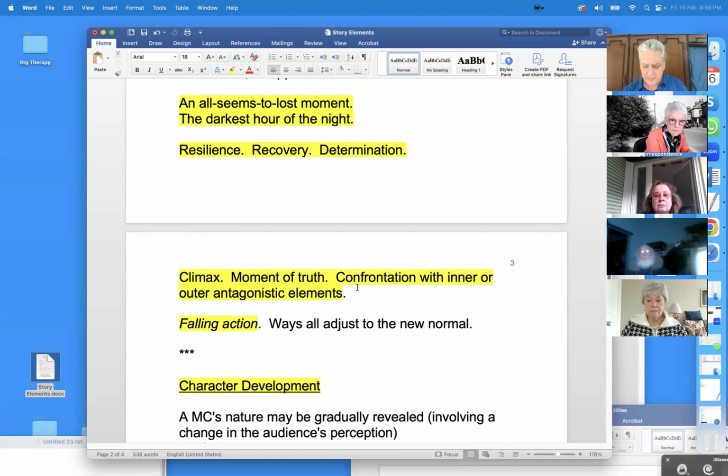And when we get to character development, as we will in a moment, it turns out that every antagonistic element is an opportunity for character growth. If the character can overcome, that's a positive. And then at the very end, the term falling action refers to now things have changed. Perhaps the character has risen to the occasion and has done something she never dreamed she could do. And now she and everyone else is going to adjust to this new reality.